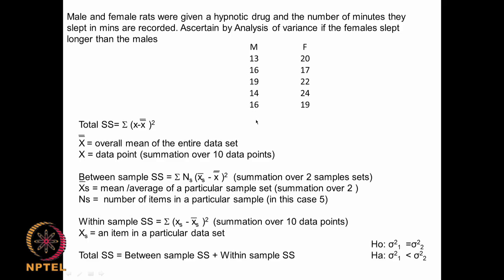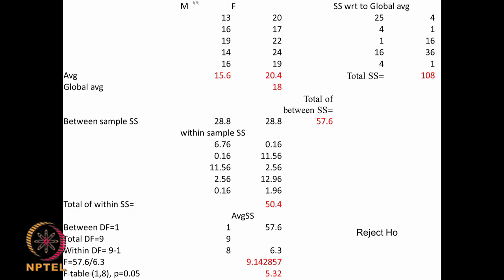So, I have an average minus global average squared, for 5 terms, that will give me the between. For within, from the average I keep subtracting for each one of them, square it up; there will be 10 terms, because 5 for here and 5 for here, that will give me the within sample sum of squares. Understand?